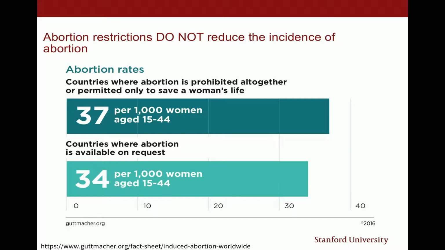But in countries where abortion is prohibited altogether or permitted only to save the life of a woman, around 37 per 1,000 women of reproductive age will have an abortion. Countries where abortion is available on request, it's pretty similar, and like I said, if anything, lower at about 34 per 1,000 women.